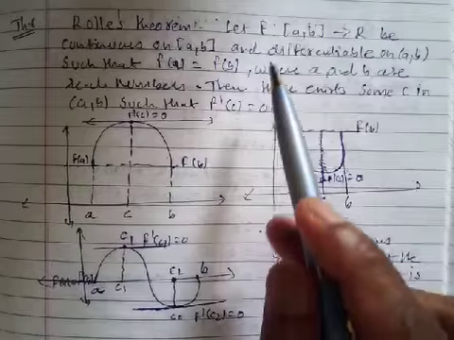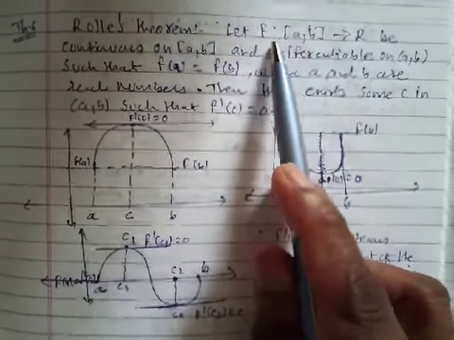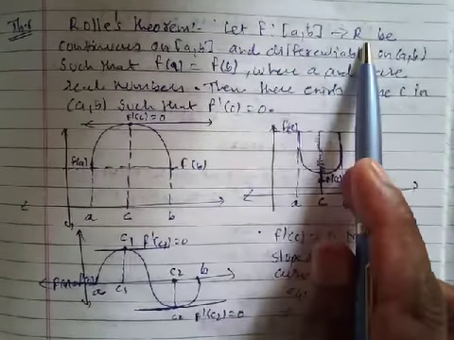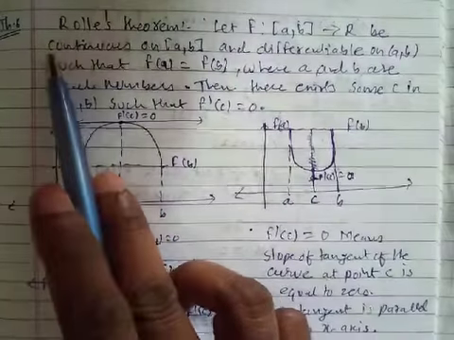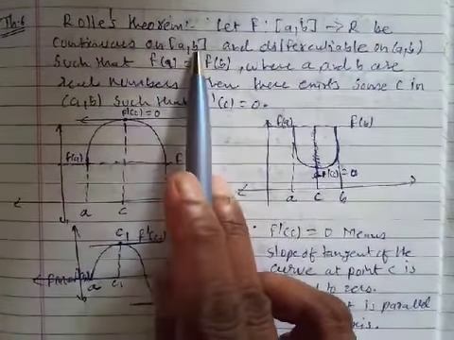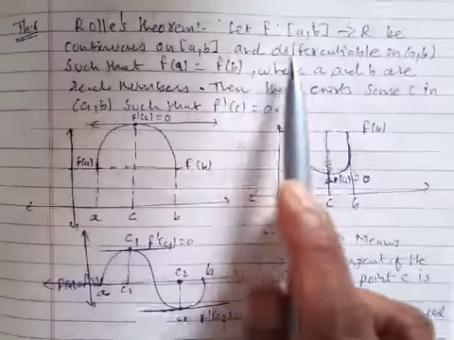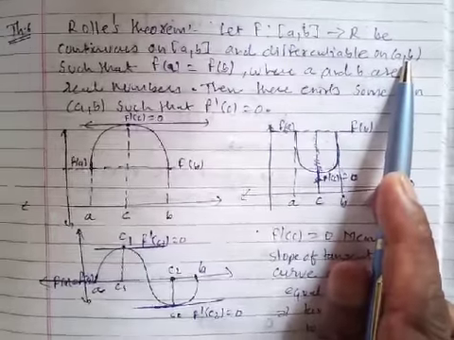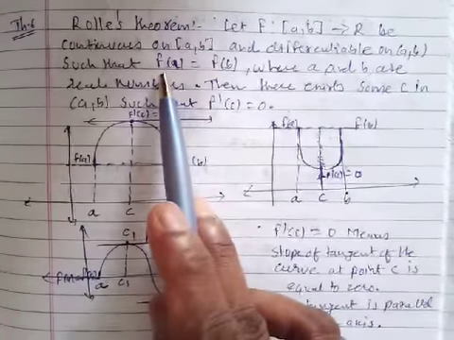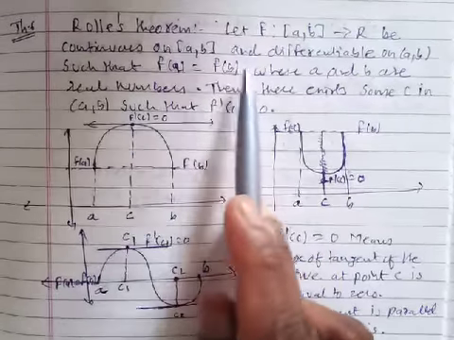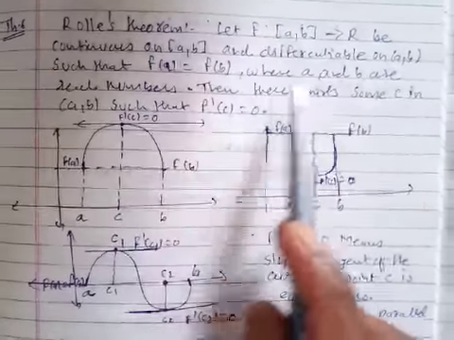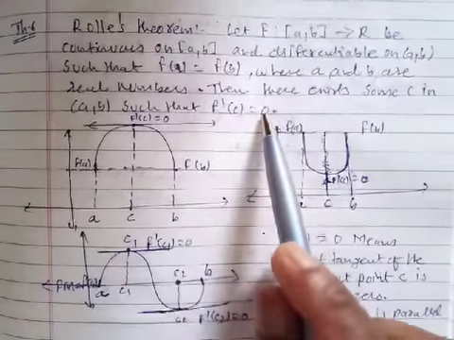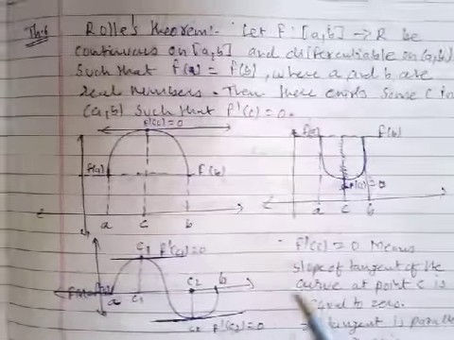What is the first condition? The function f is defined from closed interval [a, b] to R. The first thing is that the function should be continuous on the closed interval [a, b]. Second condition, it should be differentiable on the open interval (a, b). And third condition, f(a) is equal to f(b). Then there exists c belonging to the open interval (a, b) such that f'(c) will be equal to 0. This is Rolle's theorem. Got it clear?